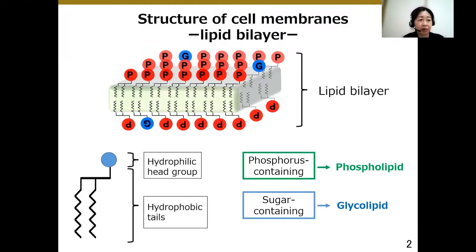All cell membranes consist of a bilayer of polar lipid molecules, the lipid bilayer, and associated proteins, although proteins are not indicated in this figure. The polar lipid molecules contain a hydrophilic head group and hydrophobic tails, which are fatty acids esterified to the glycerol backbone. If the head group contains phosphorus, it is called phospholipid, but if it contains sugar, glycolipid.